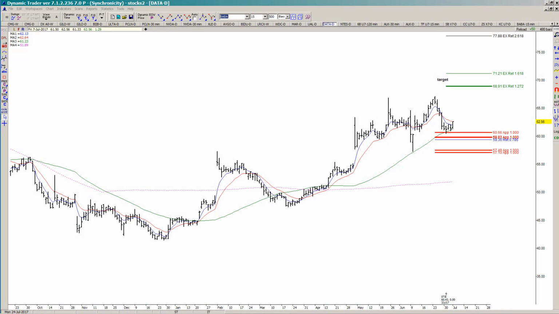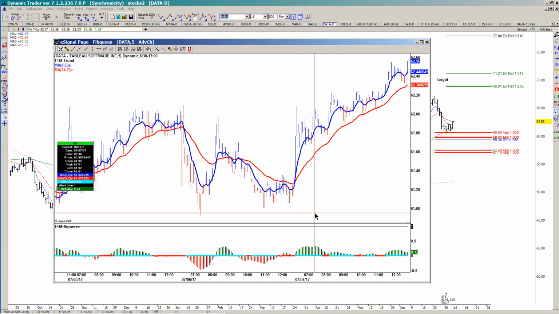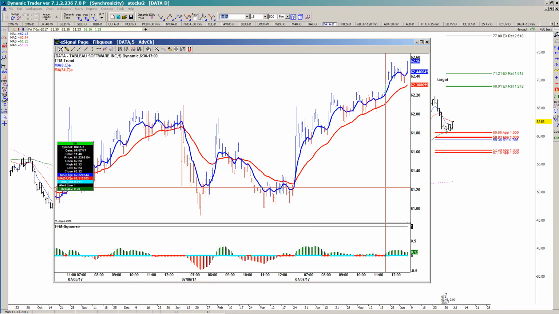In today's video, I'm going to go over a setup that I gave you a couple of days ago in data. Okay, now there's a number of different things that you can do with this. For example, the fact that we had this key support at the 59.36 to 60.66 area. Today, for example, you would have had a day trade trigger that you could have used.